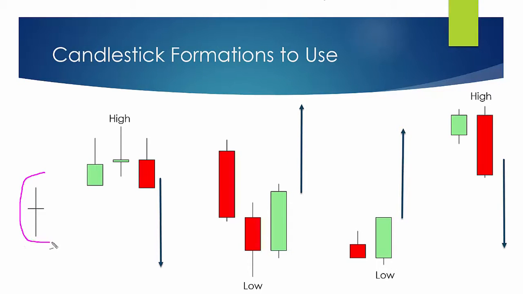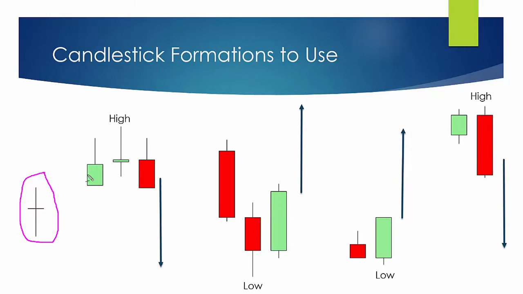First, we have the doji, and the doji must occur at a high or a low. If it is, for example, an inside bar, you would not use it. It must form either a new high or a new low.